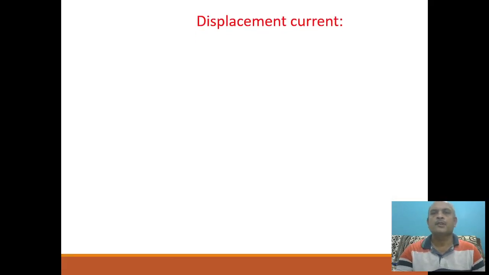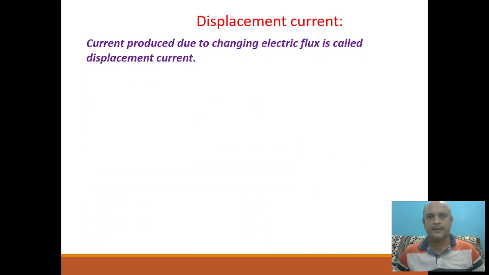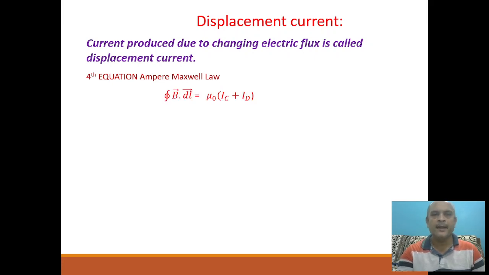So a new term comes here: displacement current. What is displacement current? Current produced due to change in electric flux is called displacement current. The fourth equation of Maxwell clearly says that ∮B·dL equal to mu naught I, but here the I is categorized into I_C plus I_D. So I_D is a new term, that is epsilon naught d phi E upon dt, called displacement current. So we have to remember that the change in electric flux gives displacement current, or I_D is equal to epsilon naught d phi E upon dt, where phi E is the electric flux.